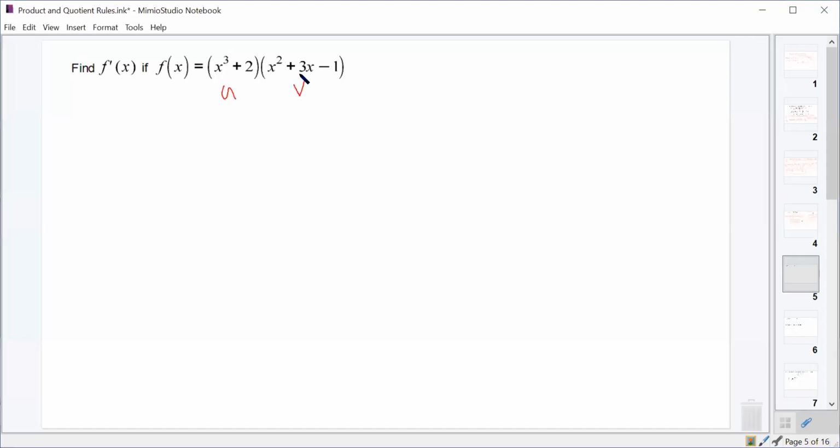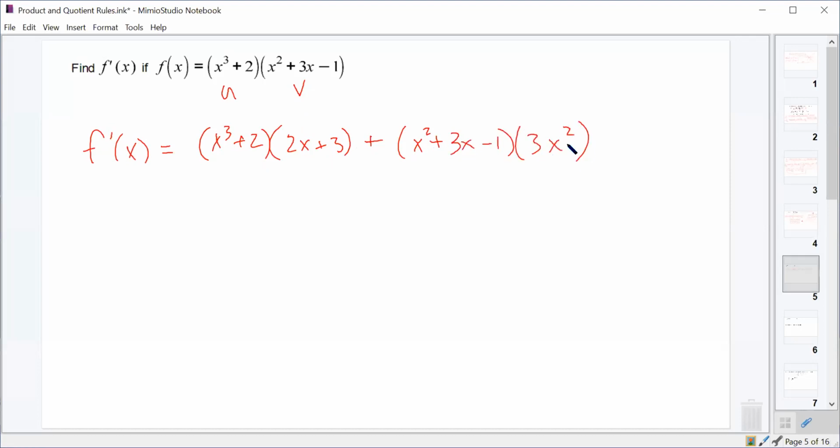So we had u and we had v, and so f prime of x ought to be u times the derivative of v, which is 2x plus 3, and then plus v times the derivative of u, 3x squared. Is that what you all did with your first step there? Cool. If this was the AP test and this was a free response, that answer would be perfectly fine. But multiple choice, they're probably not going to leave it like that. They'll want you to distribute it through.